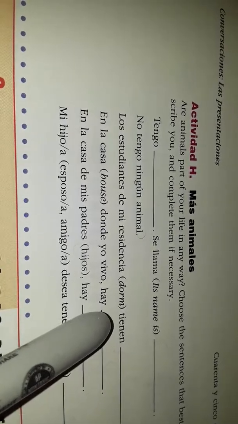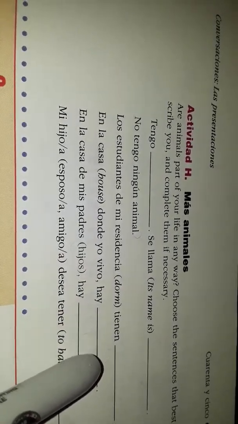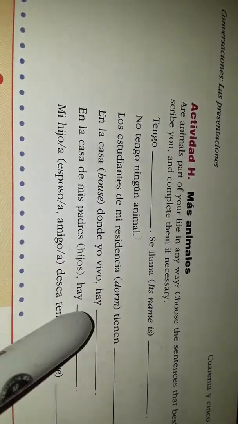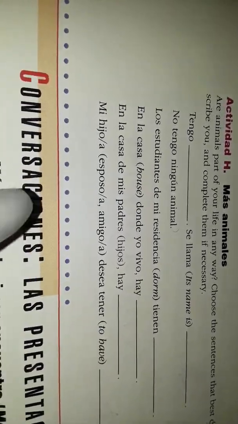En la casa, house, donde yo vivo, I what? Meaning there are what? You can say, hay perros, perros, gatos, gatos. That's making it plural by adding those s's at the end. So anyway, you'll see that in the next one.